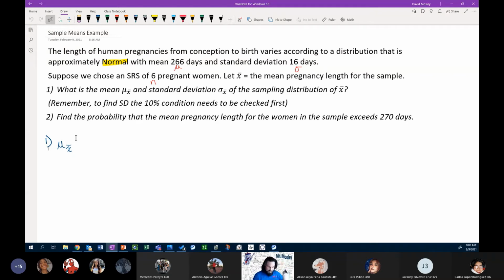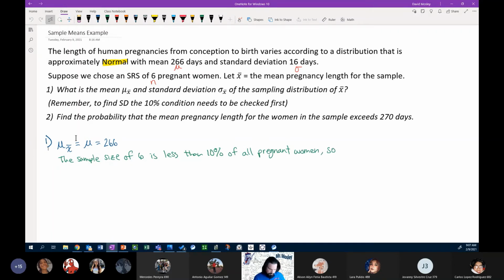All right, that will just be equal to the mean, which is 266 days. Yay. Now, we need to find standard deviation, but again, we need to confirm the 10% condition is met. Right? Well, 6, right? The sample size of 6 is less than 10% of all pregnant women.